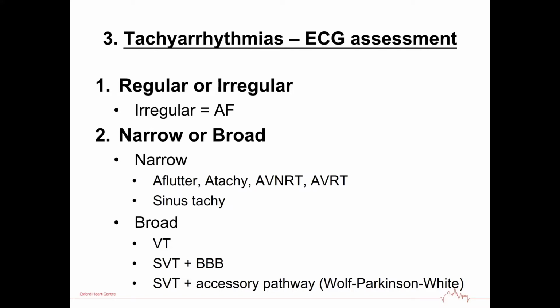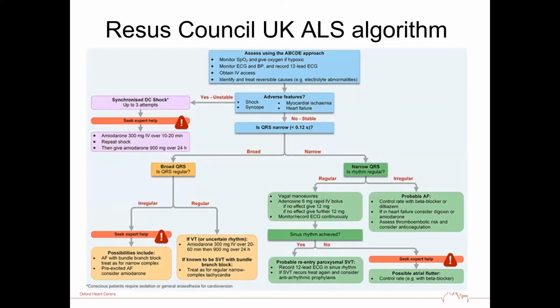If it's a broad complex tachycardia, the 3 differentials are VT, which is going to be almost always, an SVT with a bundle branch block, whether that's a right or a left, or an SVT with an accessory pathway that conducts slowly. Example, Wolff-Parkinson-White again. So we're going to look at each of these now in turn.